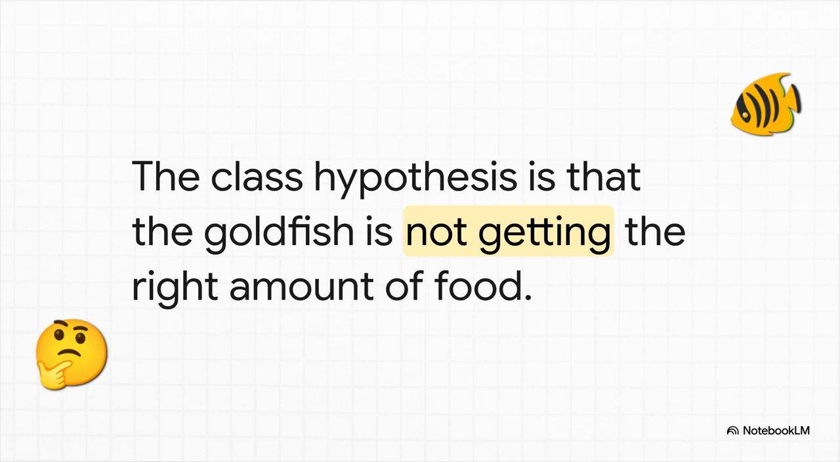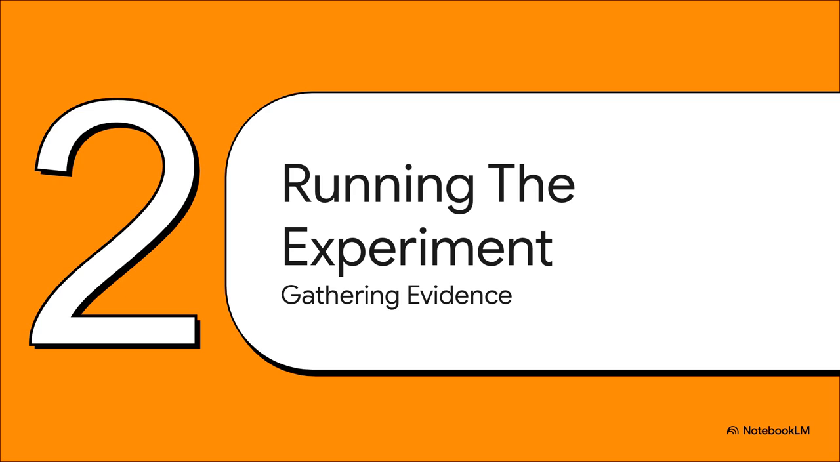Okay, so after watching what's going on, the class has zeroed in on a prime suspect. Their main theory, or what a scientist would call a hypothesis, is that the feeding schedule is the problem. It's a super clear, totally testable idea. Maybe, just maybe, the fish is being overfed. So, with our hypothesis in hand, it is time to gather some hard evidence. Let's move into the investigation phase and see how we can build our case.